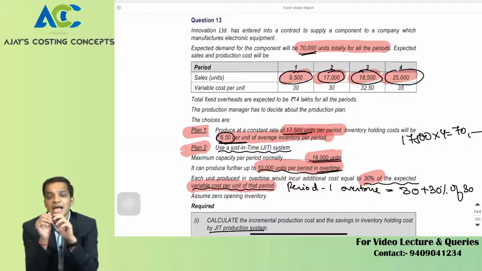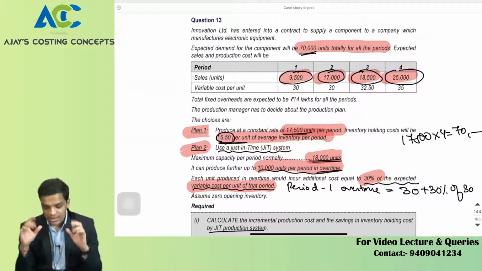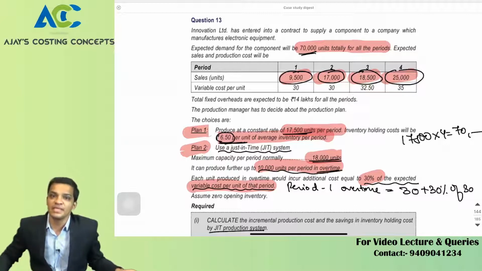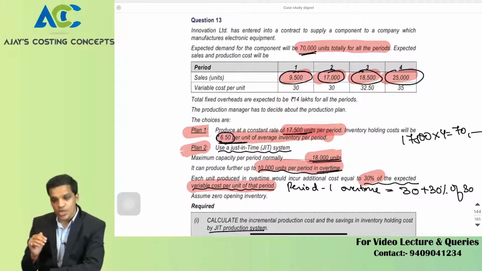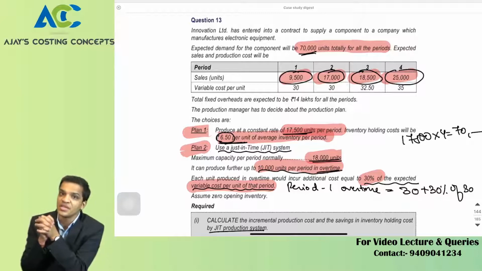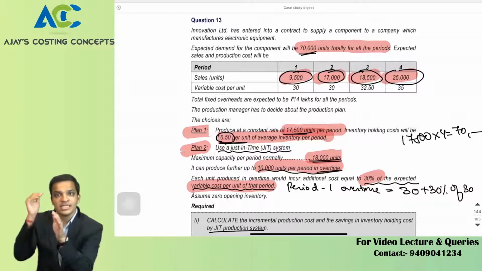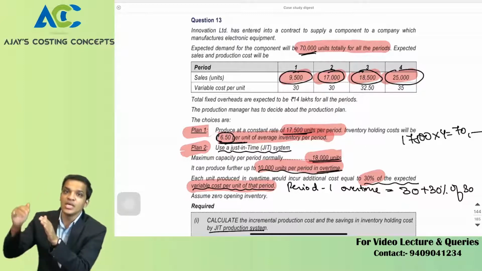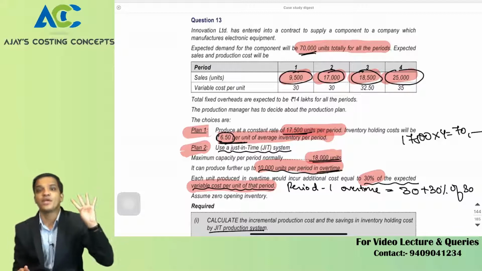The second step is to calculate total variable cost under plan 1 and total variable cost under plan 2. Sir, why are we calculating that? Will the variable cost not remain the same for both plans? Exactly, but understand, in plan 1 you will produce 17,500 units for all 4 periods. So 17,500 into 30 for period 1, 17,500 into 30 for period 2, 17,500 into 30 for period 3, and 17,500 into 35 for period 4.